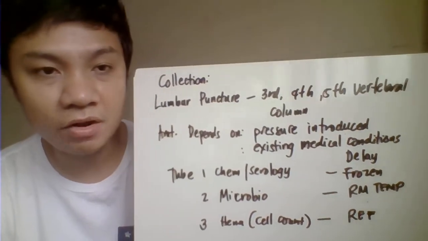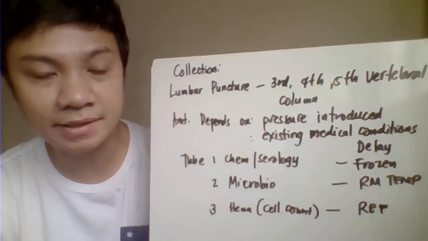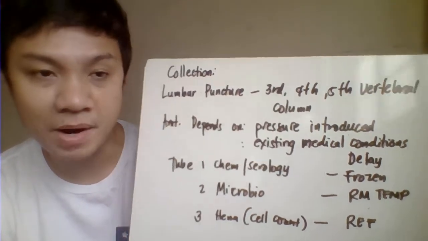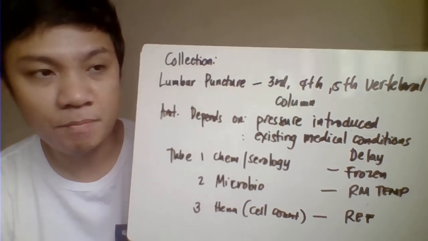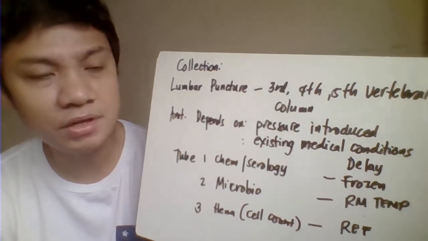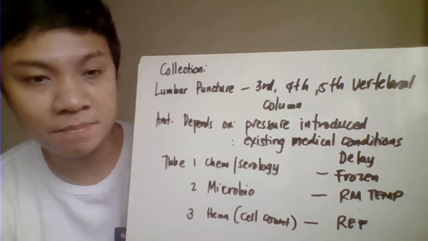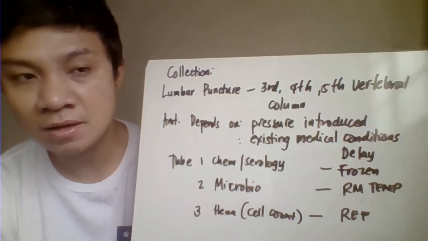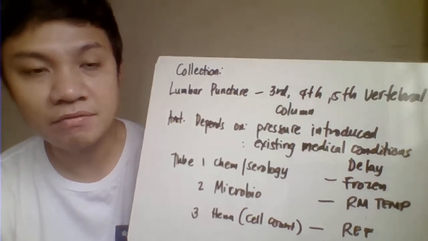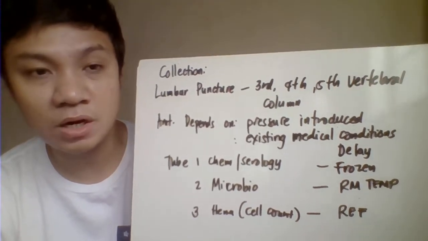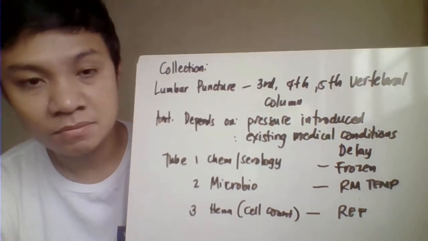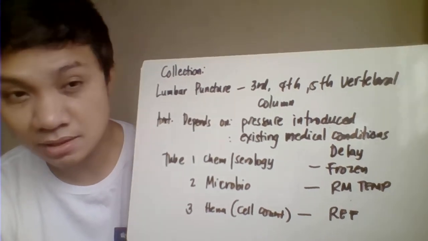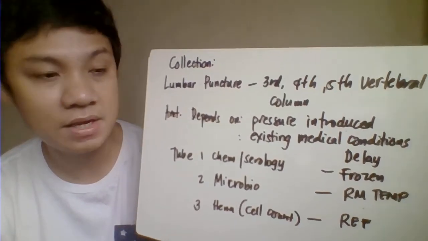Okay, then we have the collection of your CSF. The physician collects the CSF through a process we call lumbar puncture, where a needle punctures between the third, fourth, or fifth vertebral column to collect the specimen. The volume collected is highly dependent on the pressure introduced during the collection process. It could also be highly dependent on existing medical conditions like meningitis, for example, and many other conditions.